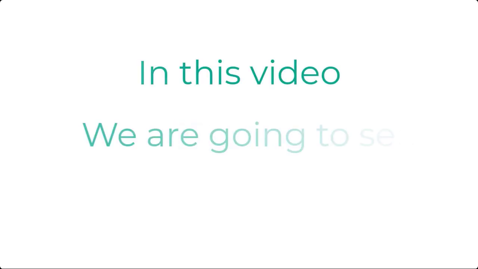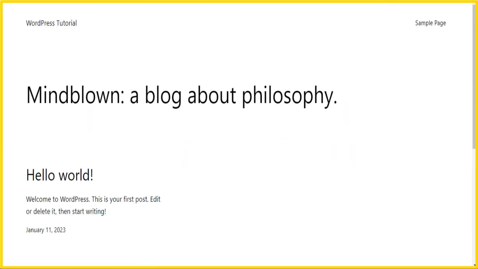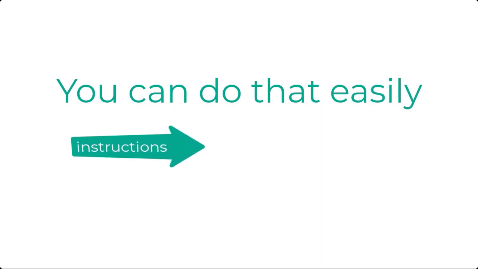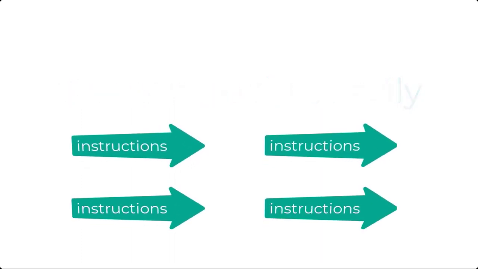Hi guys, in this video we are going to see how to install a theme in WordPress. Let's say you have a website with a default design like this and you want to improve the design like this. So now you can do that easily by following the instructions of this video. So let's get started.